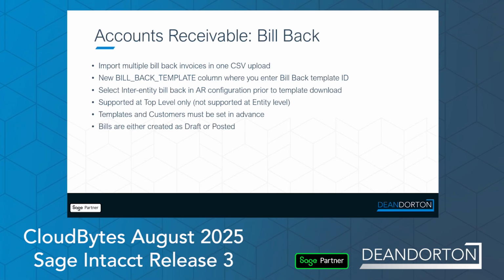And so this is for something that's going to allow you to bring in, it is only supported at the top level right now. It's not supported at an individual entity level. So that is an important thing to know. But it is going to allow you to bring in those multiple bill back invoices in just one CSV upload. So it gives you that ability to shortcut some of the process, streamline some of the things you do if you are in a position for multiple bill back invoices.